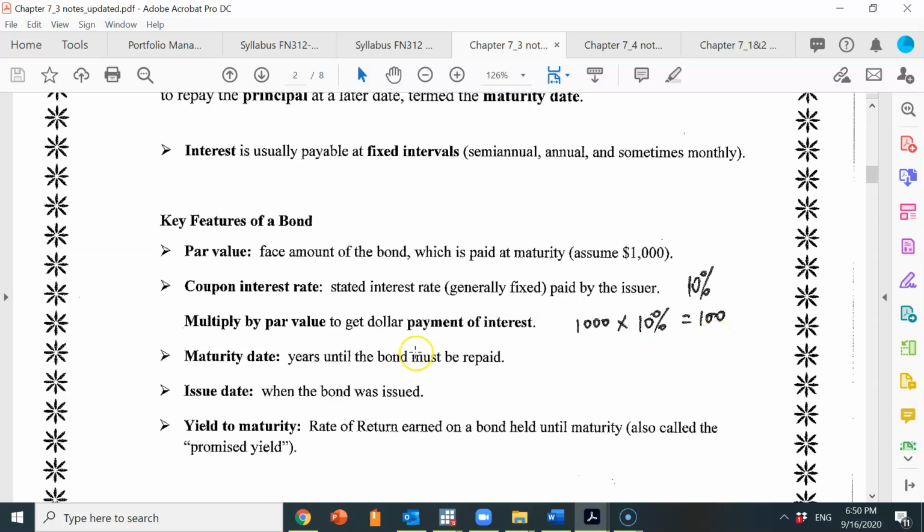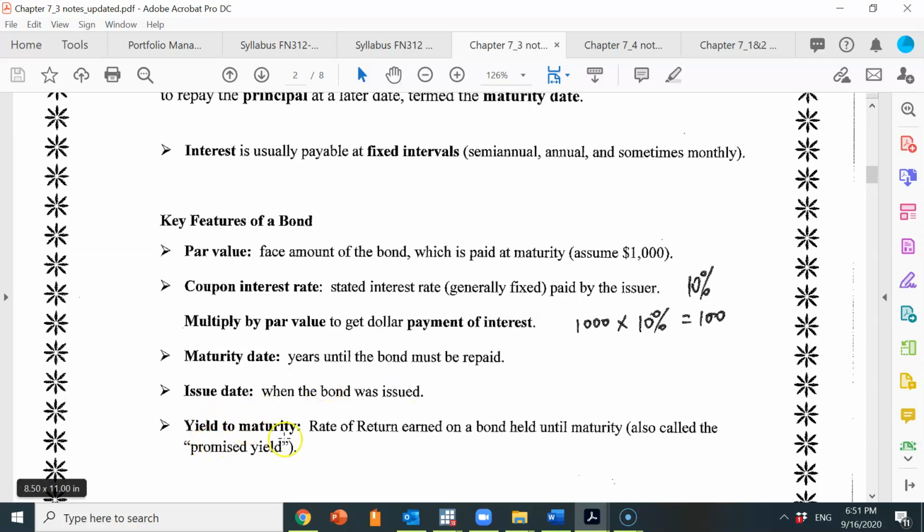Okay, and then we have maturity date. This is the years until the bond must be repaid. If it's a 10-year bond, the maturity date is 10 years. We have issue date, when the bond is issued. Usually we say the issue date is today. Or if you're buying the bond from someone else and it's a 10-year bond and the person has been holding this bond for 5 years, then the issue date would be 5 years ago.